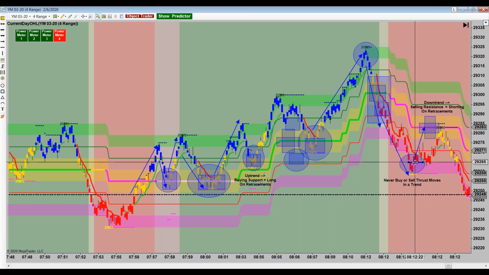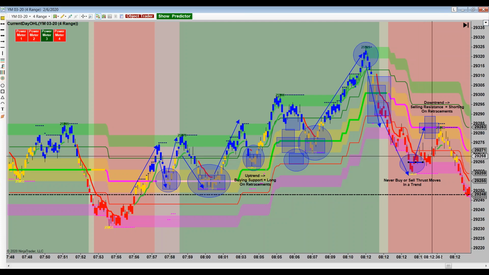Now your P&L starts to get negative real quick. You're upside down. This is $5 a tick, so each tick of movement is $5. You're down $5, $10, $15, $20, $25.